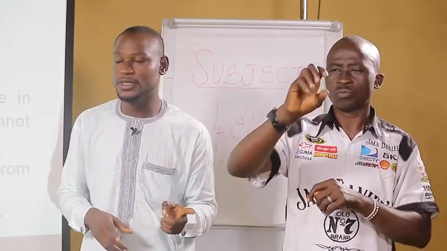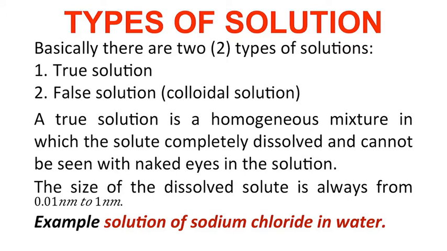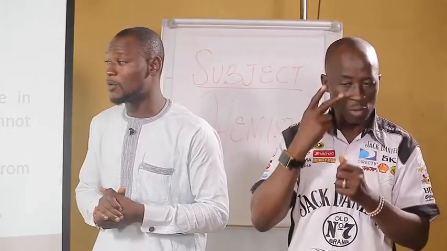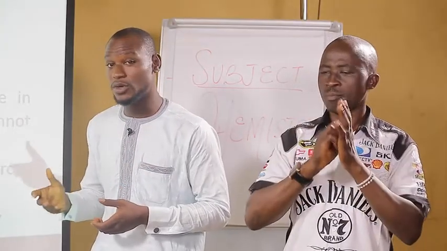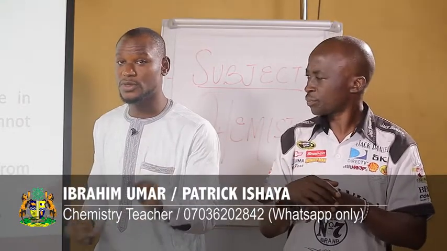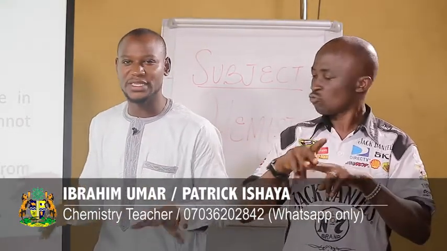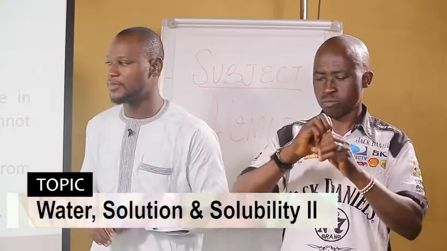Number one is the true solution, and number two is the false solution. Now, what is a true solution? A true solution is a homogeneous mixture in which the solid completely dissolves and cannot be seen with the naked eyes in the solution. That is a perfect example of what I gave you: solution of sodium chloride in water, which is your common salt. When you add it to water, it will completely dissolve and you will not be able to see the salt.